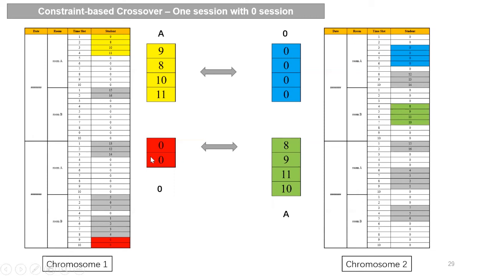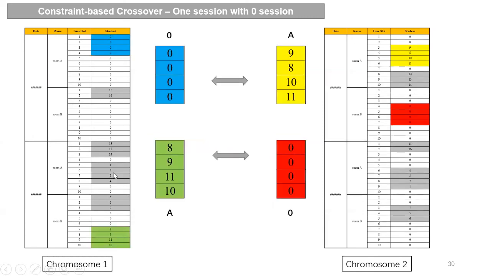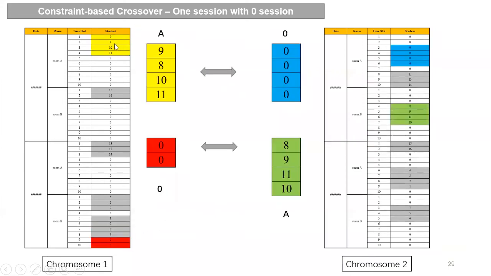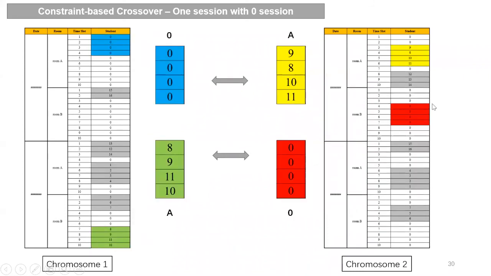Okay, so we move this whole section to here. Therefore, this zero section will have enough spaces to do the crossover. And then the yellow section will move to here, we move the blue zero section to here, the green section will move to here, the red section moves to here. So in this way, we complete the crossover operation.